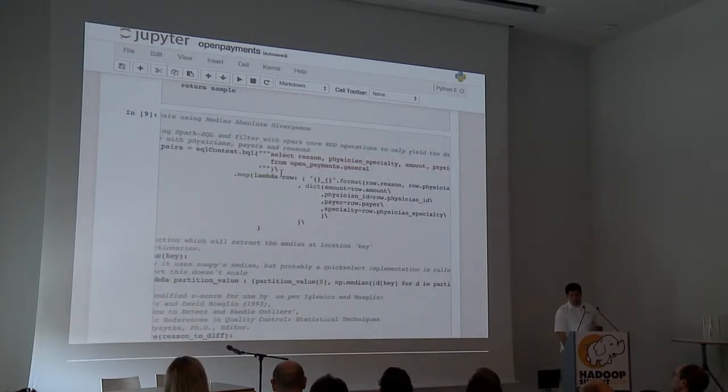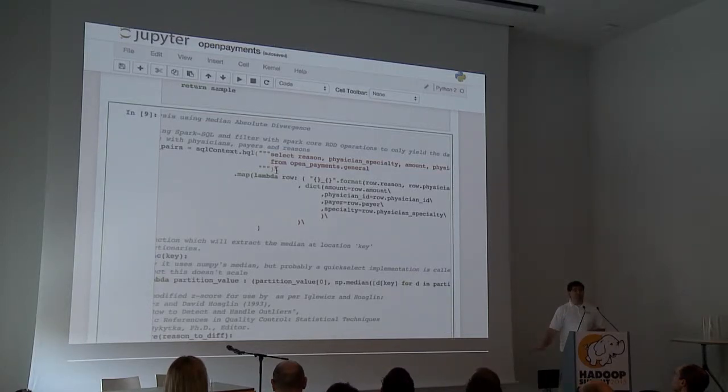But what I'm going to do is take a SQL query, take the output of that SQL query, and pass it right into Spark. So this is an example of mixing the primitives. So you can mix the systems.